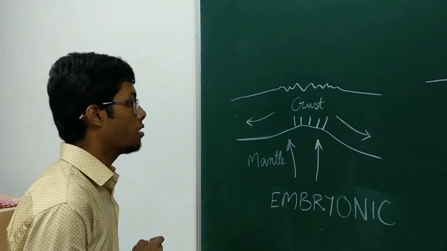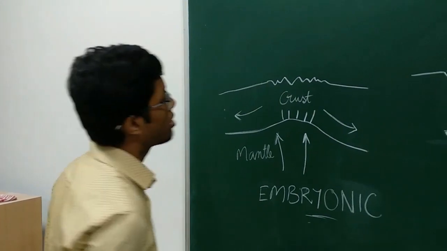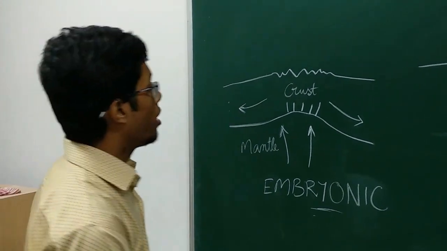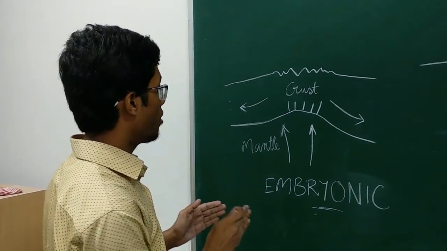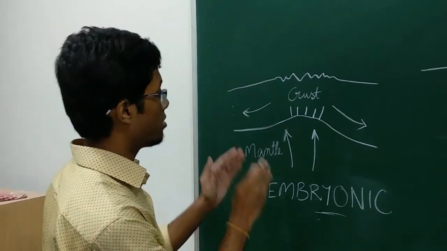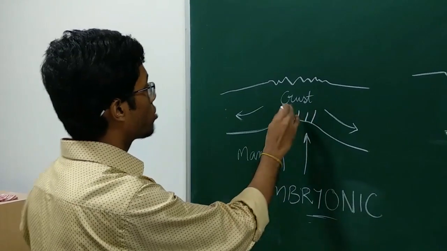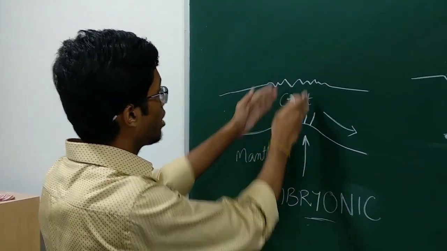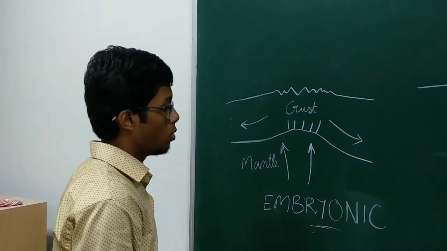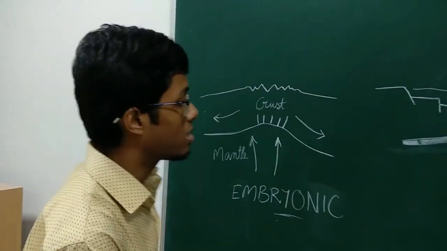The first stage is called the embryonic stage of the Wilson cycle. Here the hot molten magma from within the mantle rises and exerts extensional forces on the overlying crust, so the crust gradually starts to weaken at this point. Okay, now we proceed to the next stage.